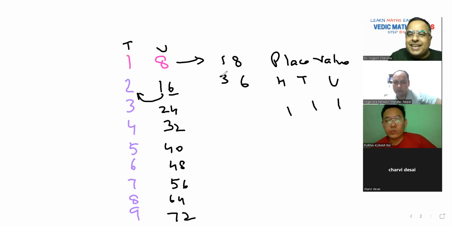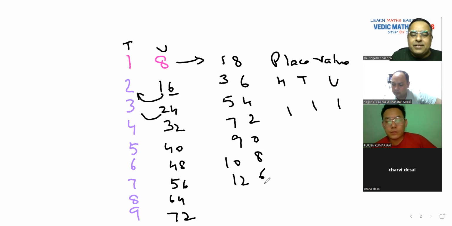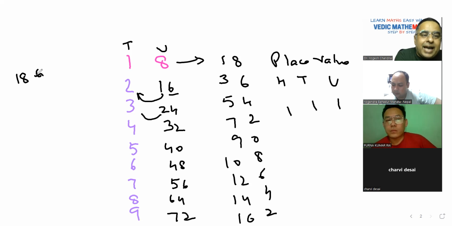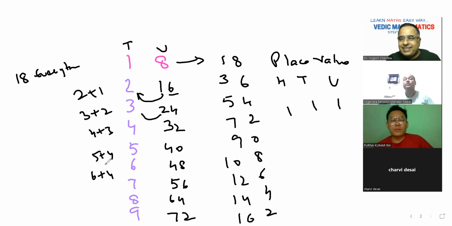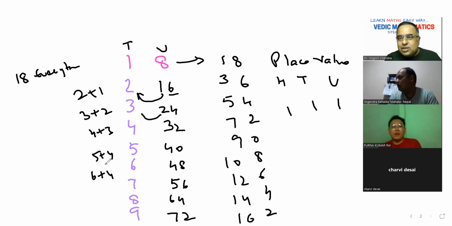So 2 plus 1 is 3, 4, 5. It is the table of 18: 18, 36, 54, 72, 90, 108, 126, 144, 162. So simple. Now what is easy? Adding 18 every time, or adding 1 plus 2, 3, plus 1, 4, plus 1, 5, plus 1, 6, plus 1? Which is easy? The second one. So why have we not been taught this?